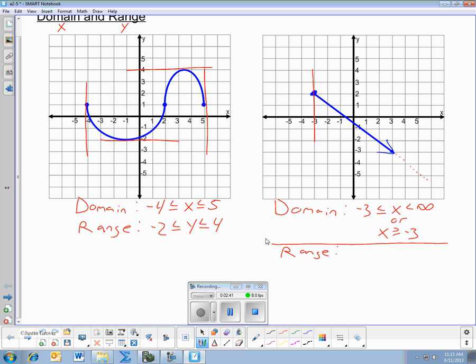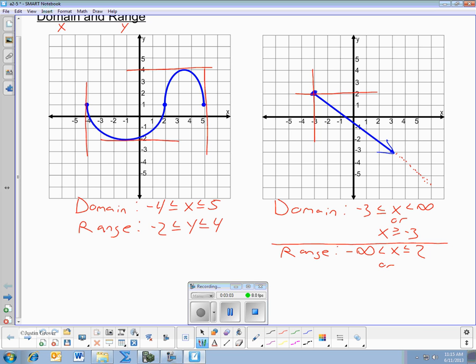the measurement in the vertical axis, the y-axis, how low does it go and how high does it go? Well, how low does it go? Well, this thing, as we said, it keeps going this way, so it just keeps going down. It goes as low as -infinity and goes as high as 2.